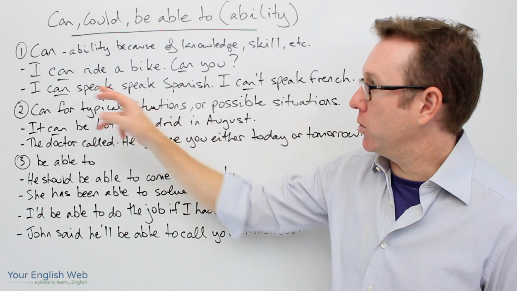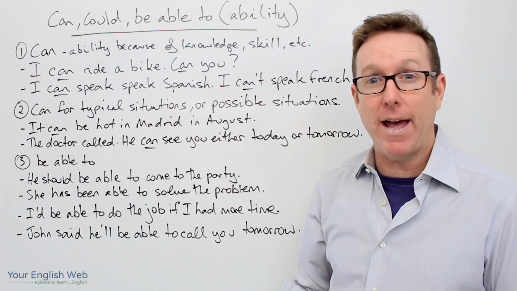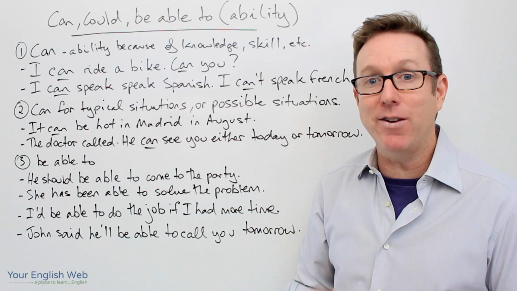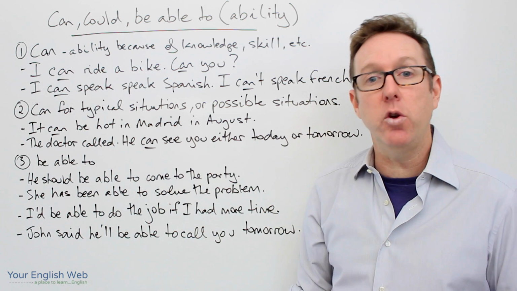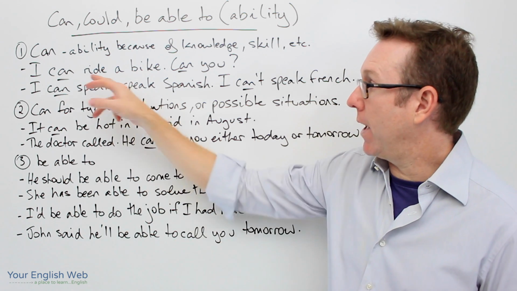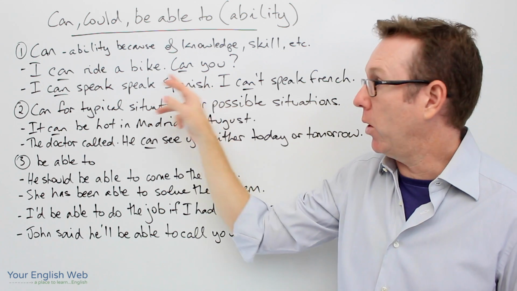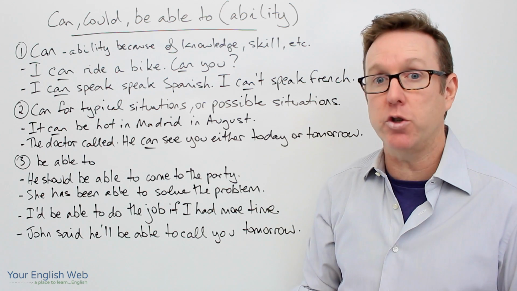So, examples. I can ride a bike, okay? I have the ability to do it. I have the skill to do it. I know how to ride a bike. Can you? Can you ride a bike? So we have the affirmative sentence and the question here, okay? I can ride a bike. I have the ability to do it.